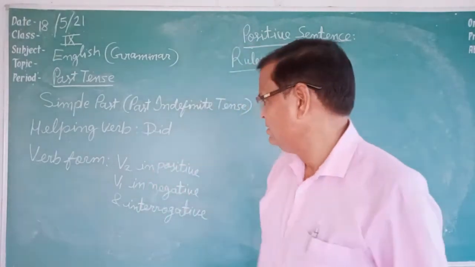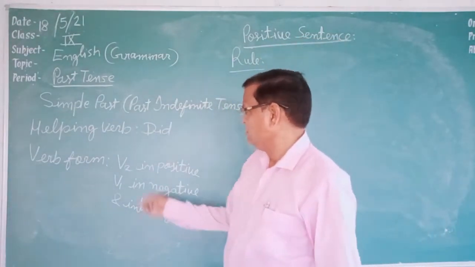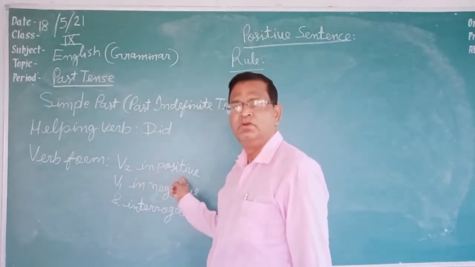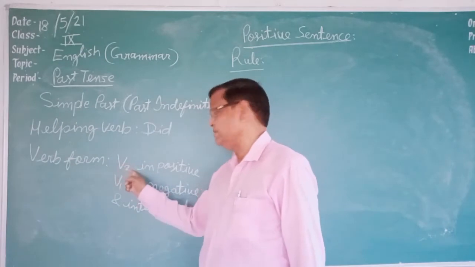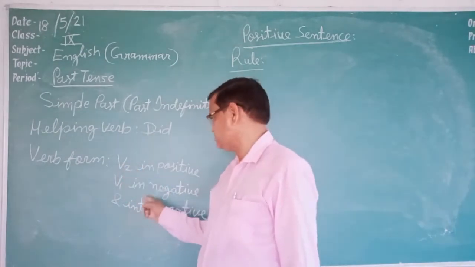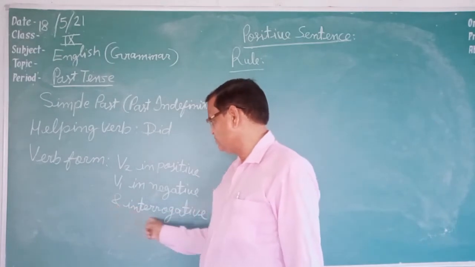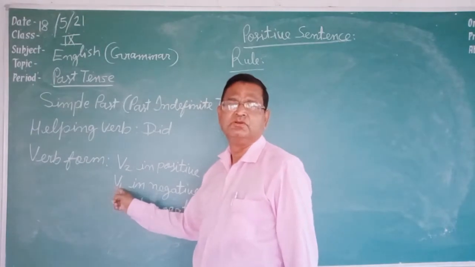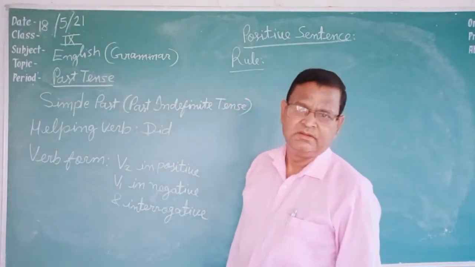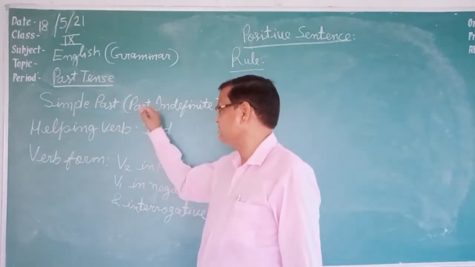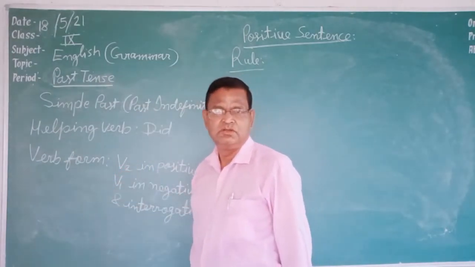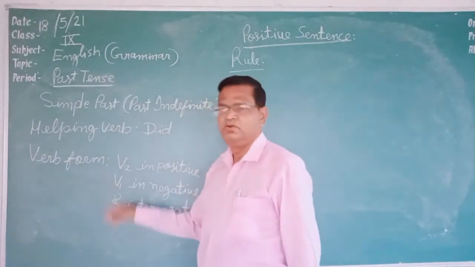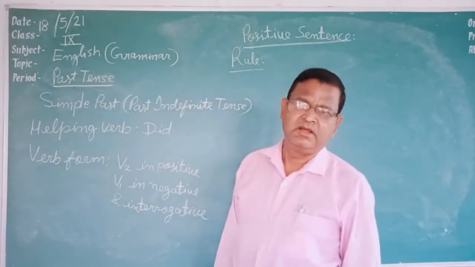Second thing, in this tense, students, regarding the form of the main verb: if the sentence is positive, the verb second form is used, and if the sentence is negative or interrogative, then the verb first form is used. You have to keep in mind that in a positive sentence of simple past, verb second form is used, and in a negative and interrogative sentence of simple past, the first form of the verb is used. This should be learned.